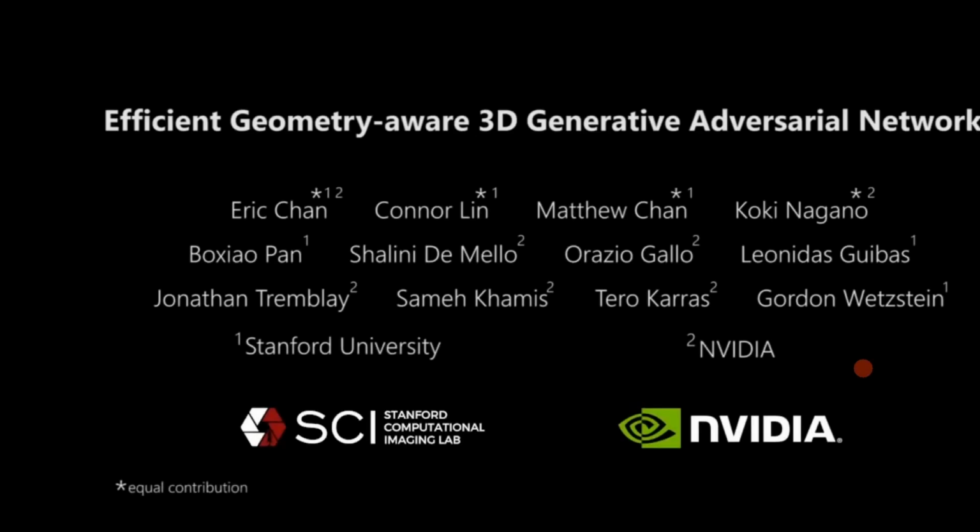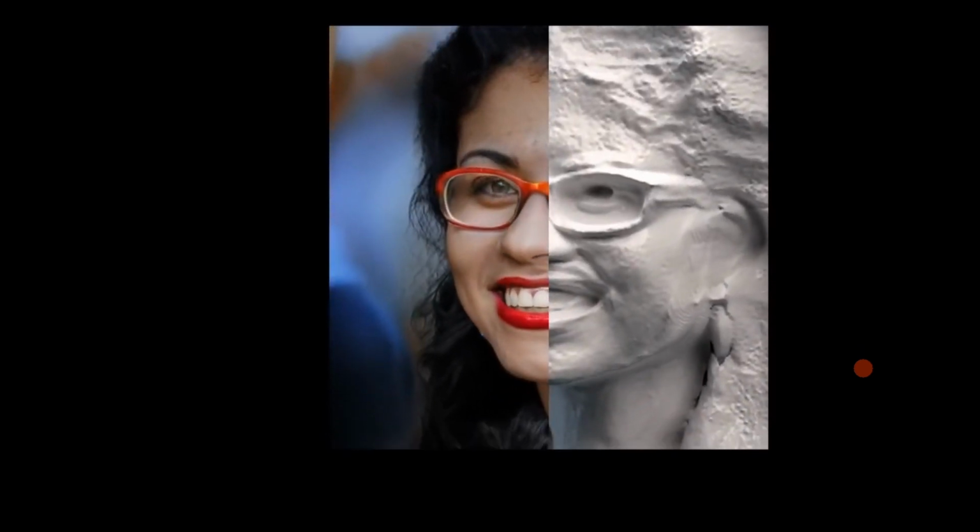We present a new 3D GAN that produces photorealistic images that are both multi-view consistent and geometry aware. Our approach enables unsupervised learning of high-fidelity 3D representations without any explicit 3D or multi-view supervision.